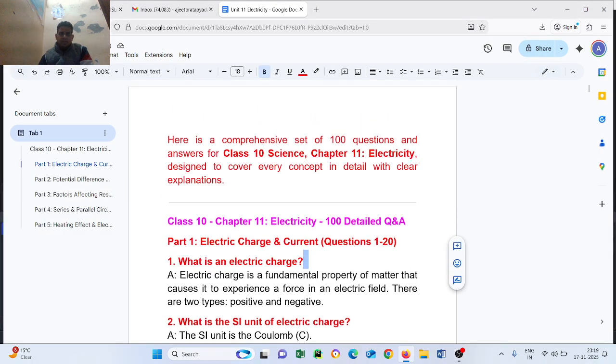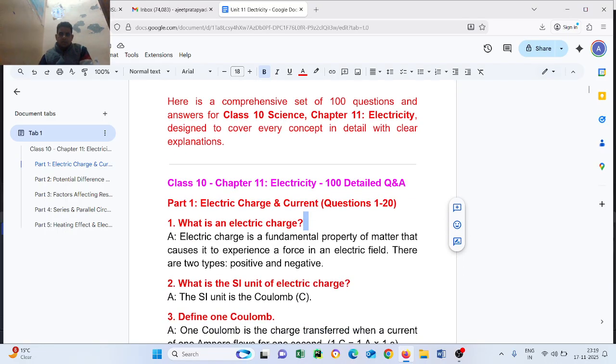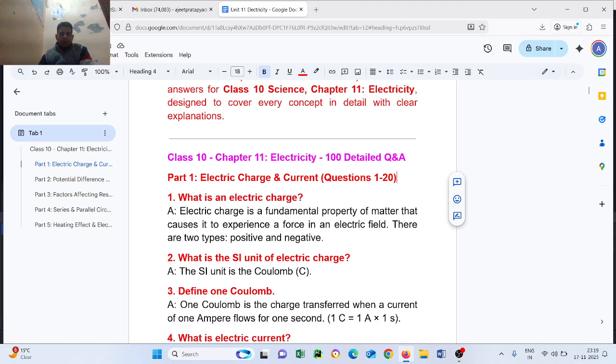आज इस वीडियो में डिस्कस करेंगे क्लास 10th का साइंस चैप्टर 11 इलेक्ट्रिसिटी। ये वीडियो एजुकेशनल पर्पज से है। तो लेट्स स्टार्ट। इस वीडियो को मैंने 8 पार्ट्स में डिवाइड किया है। अब I will discuss the Chapter 11 Electricity, 100 detailed questions and answers.